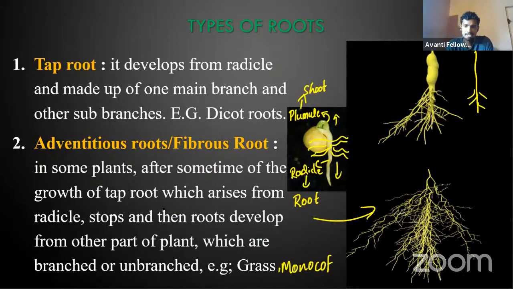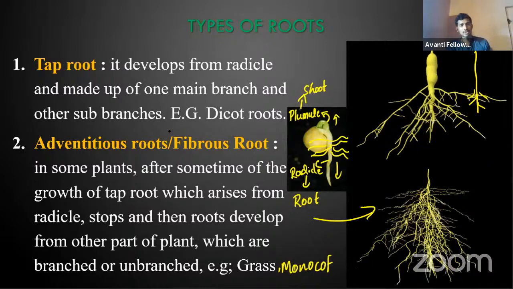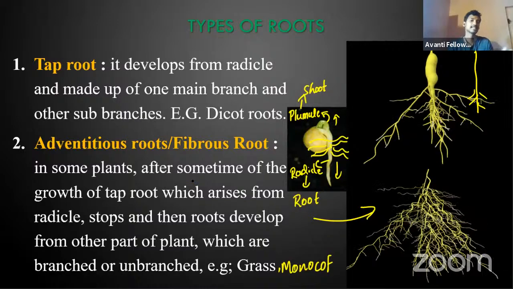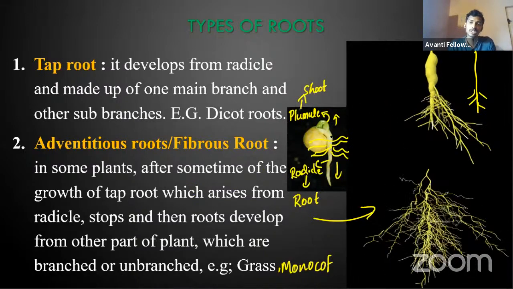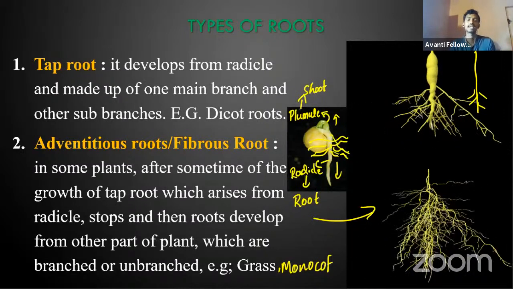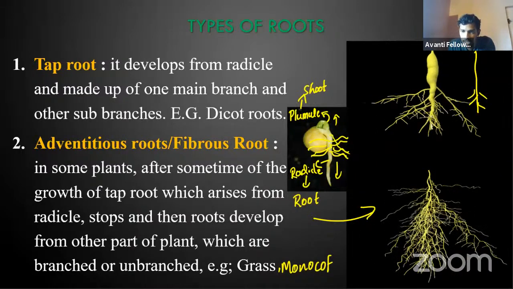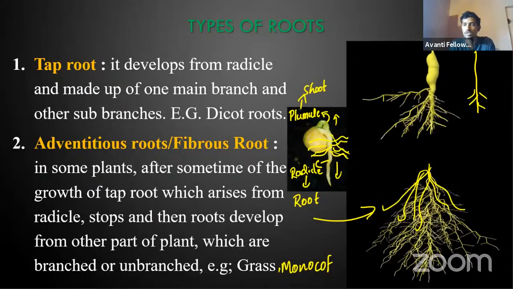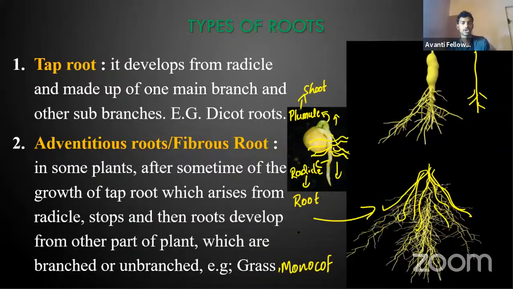The differentiation is simple. Taproot, the radical only gives the root. Adventitious or fibrous root is other than the radical. That means the radical will stop growing, then roots start developing from this major branch. You can't call this a radical because the radical has already stopped growing. Here all these are branching out from other parts of the plant, not from the radical. If it is not from the radical, then it's adventitious or fibrous root.